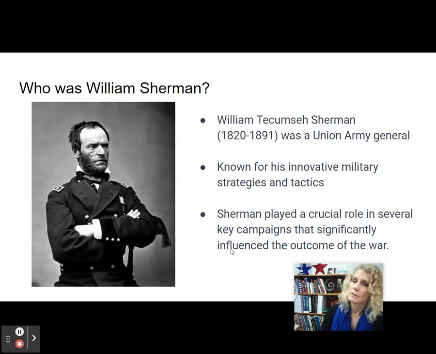William Sherman, who Sherman's March to the Sea was named after, was a Union Army general. He was born in 1820 and died in 1891, and he was a very successful, innovative military general. He had a lot of very unique approaches, and he was pretty ruthless. He was very highly respected by Abraham Lincoln and by Ulysses S. Grant, and so he was chosen for this mission. He did play a crucial role in a lot of different parts of the Civil War, but specifically, Sherman's March to the Sea was probably one of the most significant events that led to the end of the Civil War.